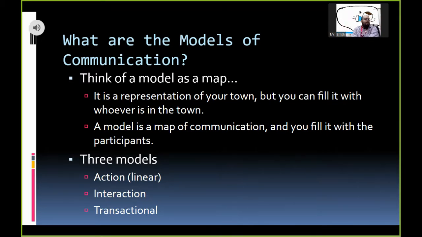So a model is a representation of your town. You can fill it with whoever's in the town. A model is a map of communication. You can fill it with the participants. So there were 3 models of communication. The first one, the one that we're going to go over today, is the action model, otherwise known as the linear model. Then it evolved into the interaction model, and then evolved again into the transactional model, which we are going to talk about, I believe, on Wednesday. There were other models that kind of went in between the action and the interaction and the transactional, but those are the 3 that we're going to focus on.